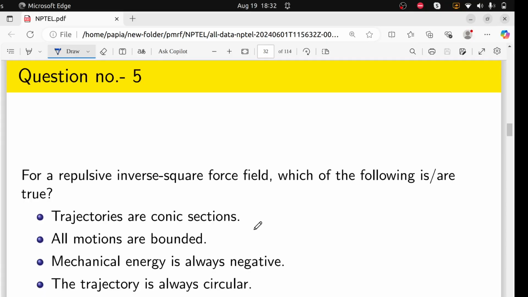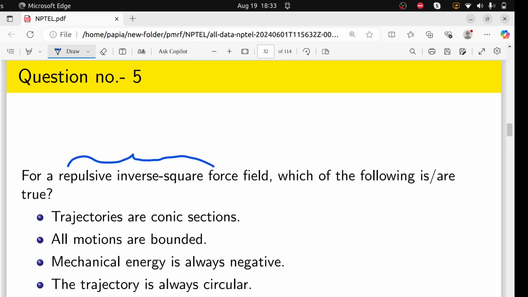So now coming to the fifth one. For a repulsive inverse square law, first of all, repulsive inverse square law means F(r) is proportional to K by r square, with a plus sign since it is repulsive. Which of the following is or are true?